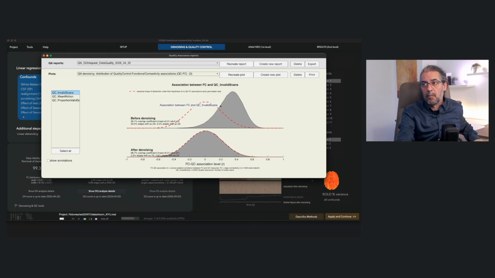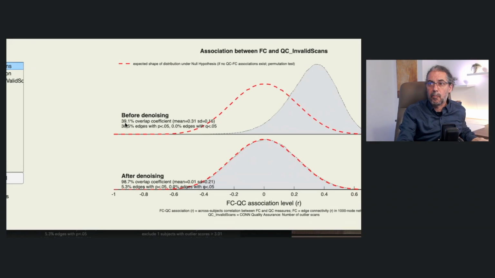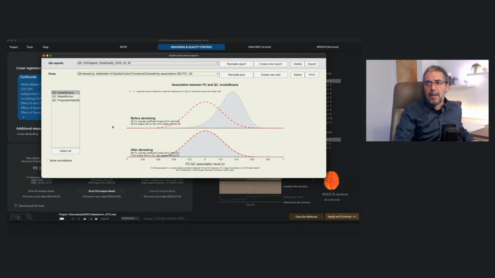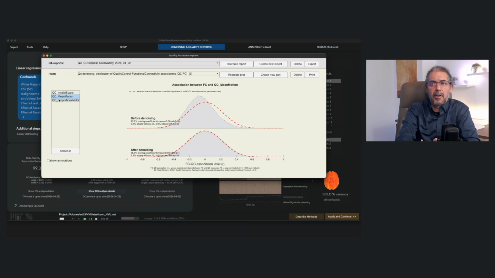In this case, for example, before denoising, the overlap coefficient was 39.1%, indicating that these were very different shapes, of course, and after denoising, they are very similar, and the overlap coefficient is 98.7. From here, data quality is simply computed as the minimum of the overlap coefficients across the 3 measures that have been evaluated. For invalid scans after denoising, the overlap coefficient was 98.7, mean motion 98.9, the proportion of valid scans also 98.7, so the data quality score is actually 98.7 for this particular data set.